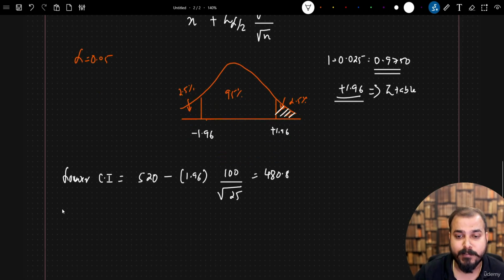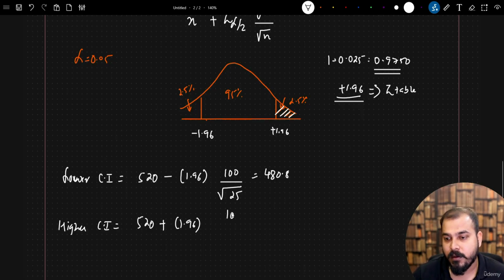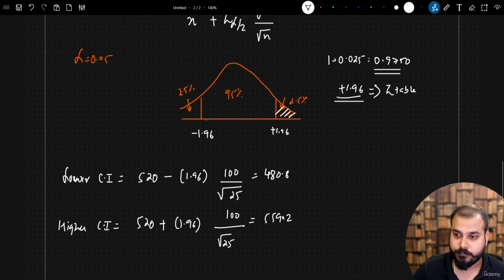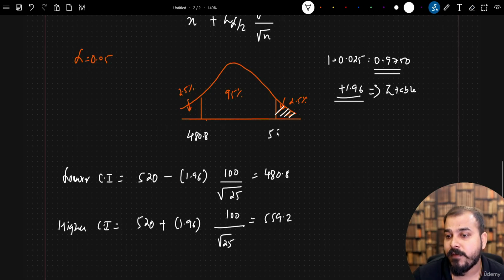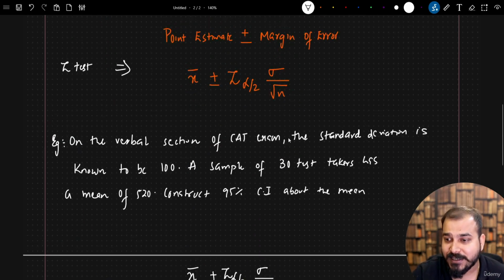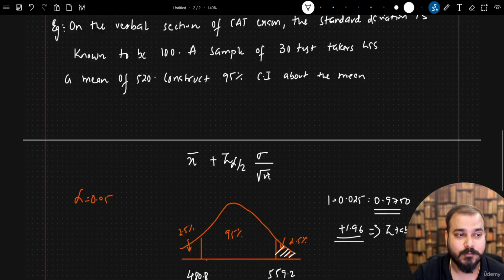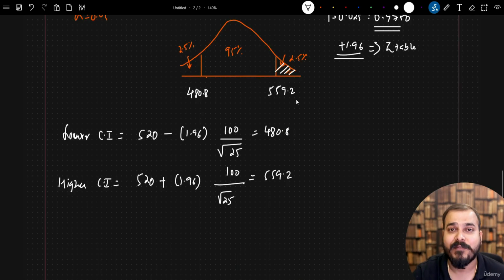Now similarly, I will compute my higher CI. The higher confidence interval will be 520 plus the margin of error, obviously 1.96 times 100 divided by root 25, and here I'm going to get 559.2. Now this is saying that my confidence interval lies between these two values, 480.8 and 559.2. So the final assumption I can make is that I am 95% confident that the average CAT exam score will lie between 480.8 and 559.2, because this is the confidence interval. This is what we are deciding.